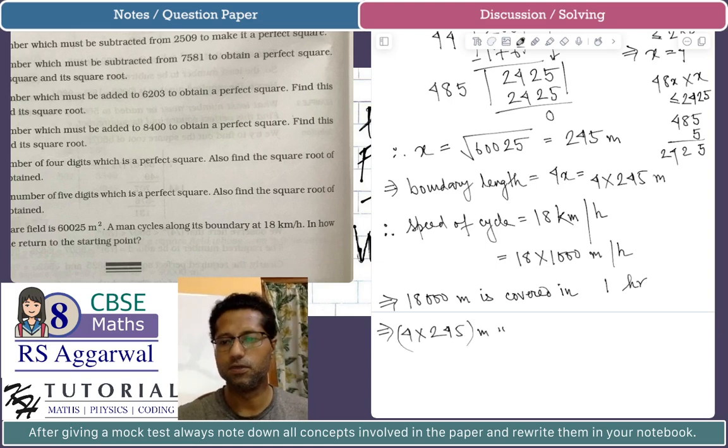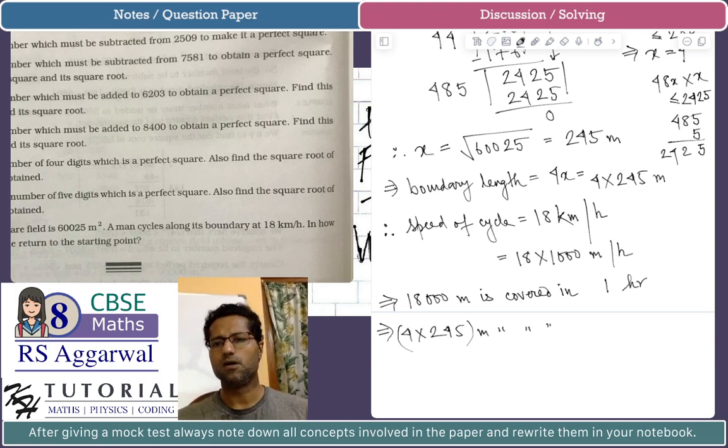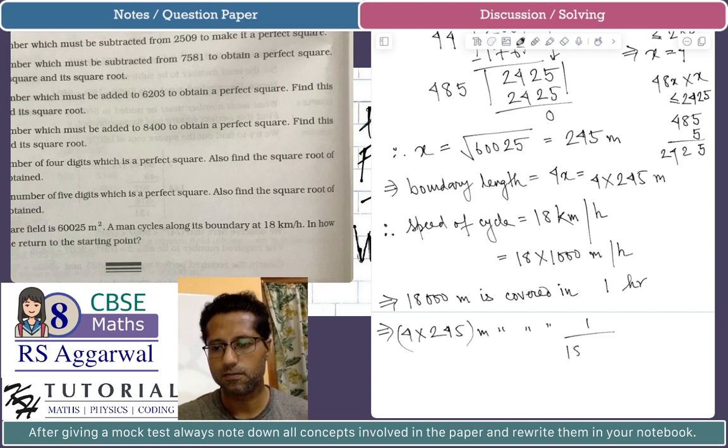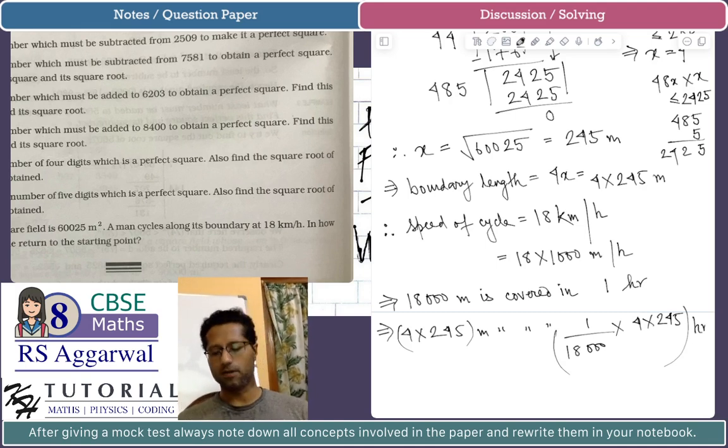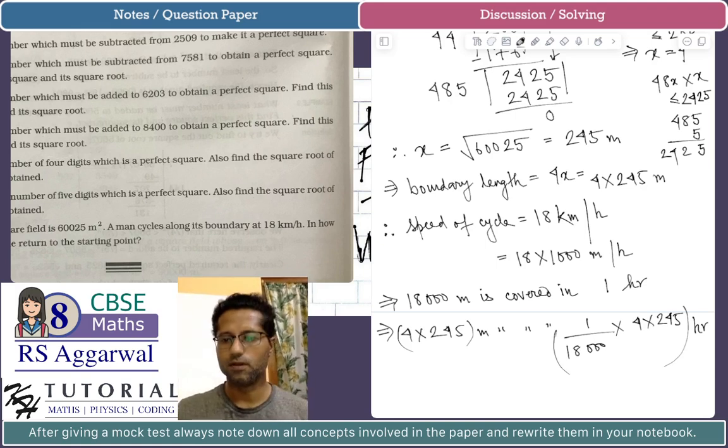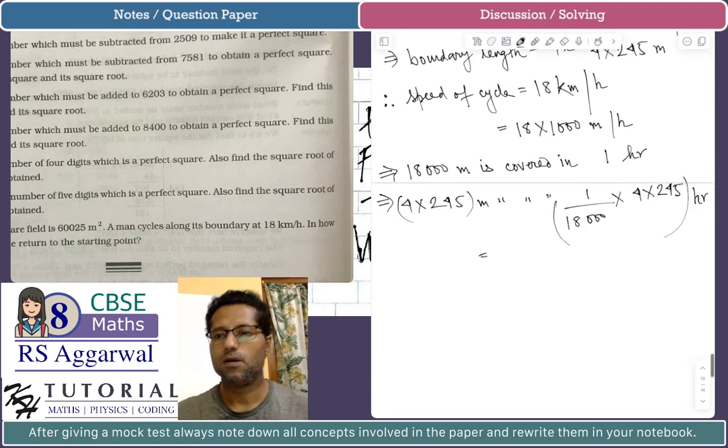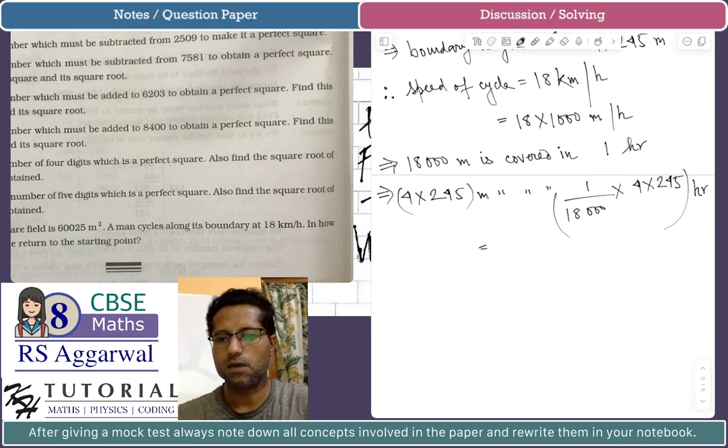This much meter is covered in, from the unitary method or from the unit and time concept, you know that this will be 1 by 18,000 multiplied by 4 into 245. This much hour will be the time taken for the man on the bicycle to cover the entire boundary of the square field. How much is this? So it is 4 multiplied by 245 divided by 18 into 1000.